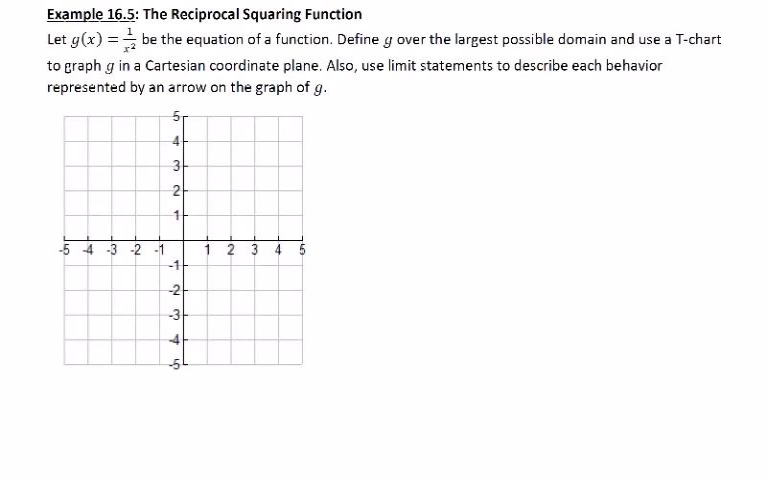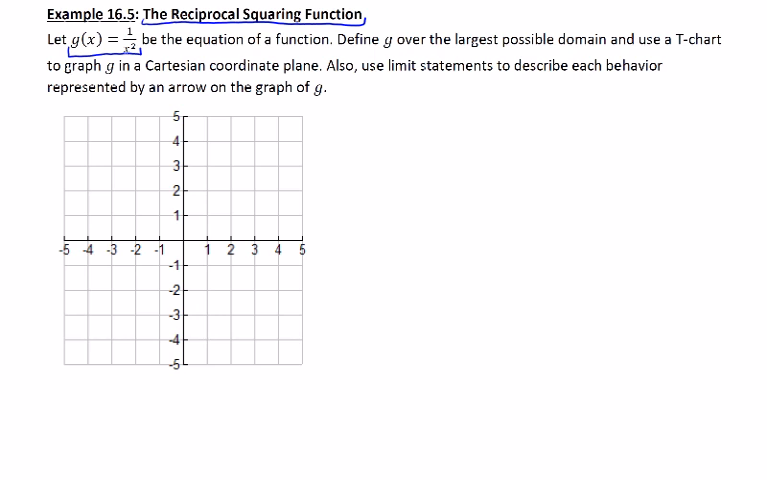Example 16.5 is going to introduce our second parent function in the rational functions section. It'll be the last one that we do. It is called the reciprocal squaring function. So it's going to be very similar to the reciprocal function, but it's going to add the element of squaring to it as well. And you can see here with the equation, it says 1 over x squared. So we would have to square the x first, and then take the reciprocal of that particular value.